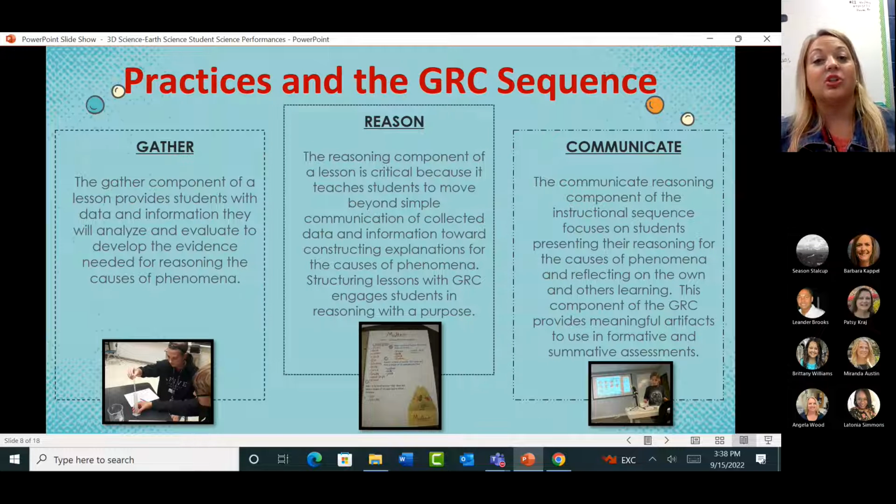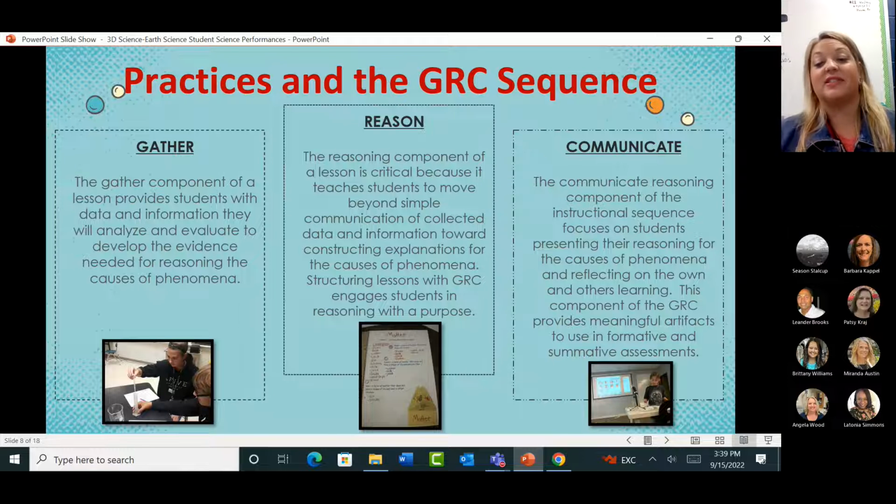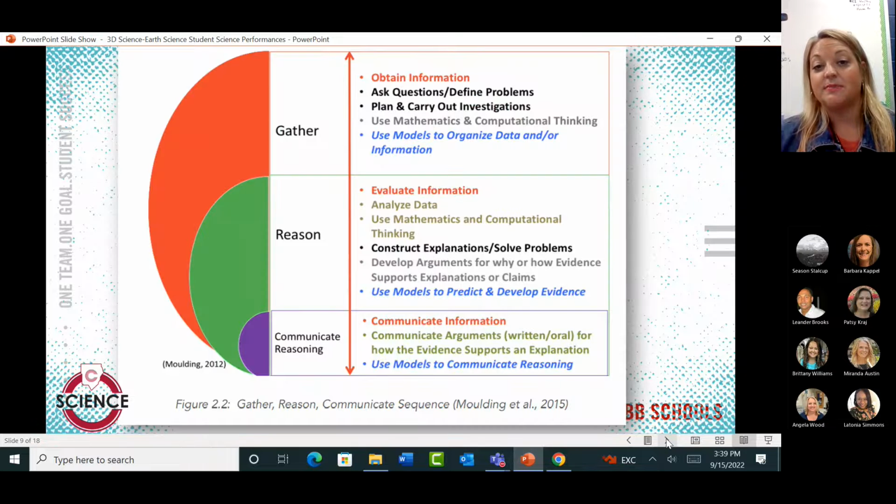So they're going to have to really look at the data that they've collected, look at research that they've done on their own, and come up with a reasoning behind why they think something is happening. And during the communicate portion, you're going to have class discussions, and students are going to take turns presenting their reasoning for the causes of the phenomenon and reflecting on their own learning. And this piece of the lesson sequence can be used for formative and summative assessments.